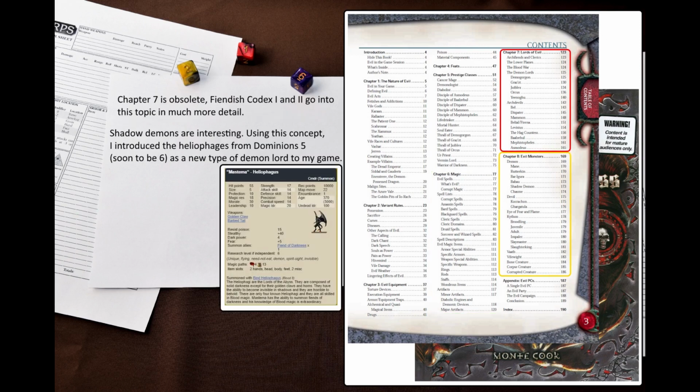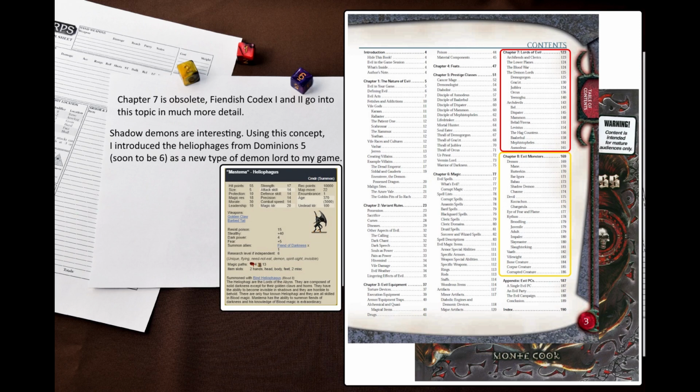Chapter 7, Lords of Evil, is more or less obsolete, as Fiendish Codex 1 and 2 exist, and they talk about the demon lords and archdevils in much more detail. Chapter 8 is mildly interesting. While most of the demons were updated in Fiendish Codex 1, the Shadow Demon was not, and it is really unique. A Shadow Demon forms when the essence of a slain demon fails to reform properly in the abyss.